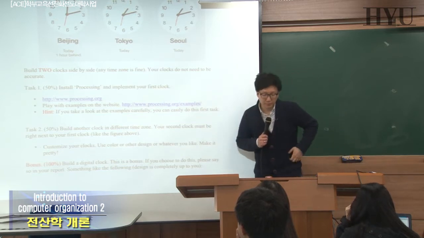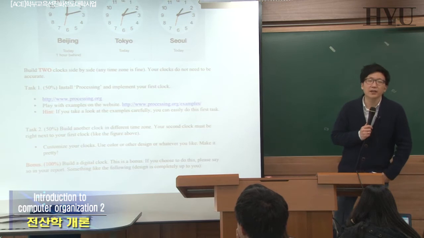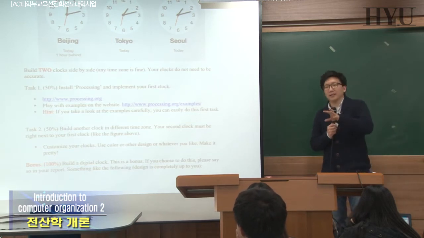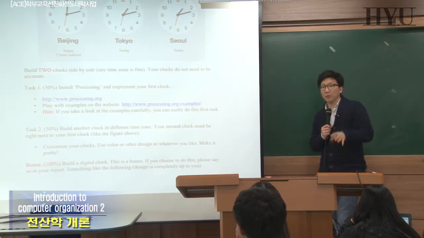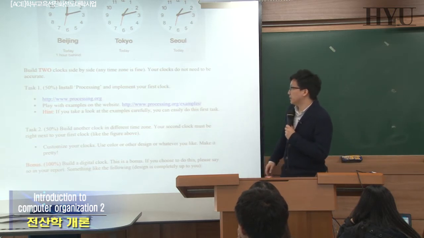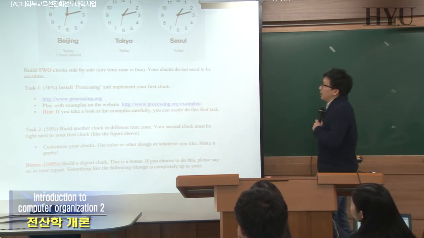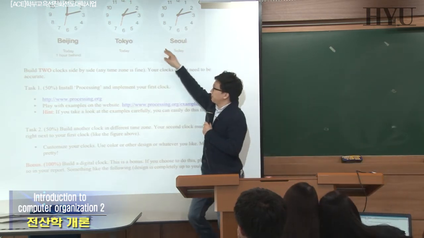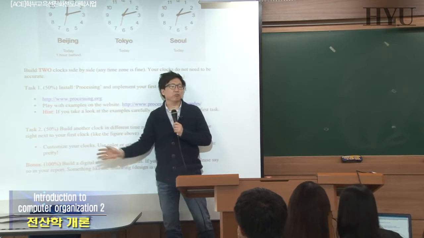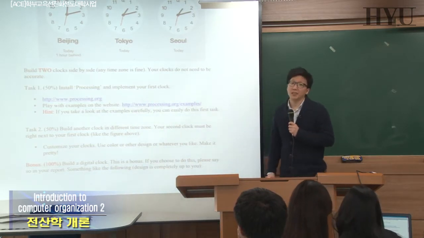Test two, build a second clock, another clock, but it has to be side by side. Again, side by side. Not a separate program. It has to be in one program. And your second clock must be right next to your first clock, like the figure above. If you decide to put letters like Seoul, Tokyo, it doesn't really matter. It's up to you. It would be nice if you can make it pretty.